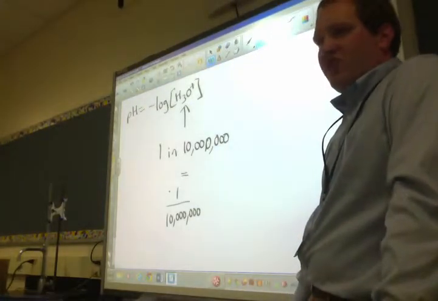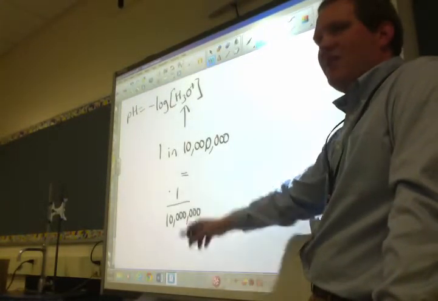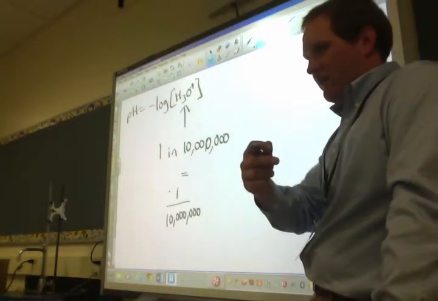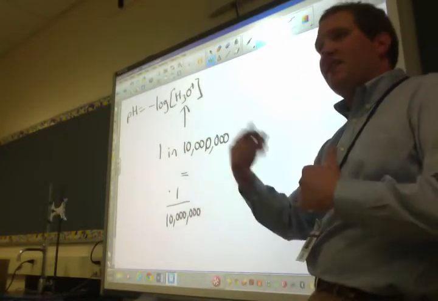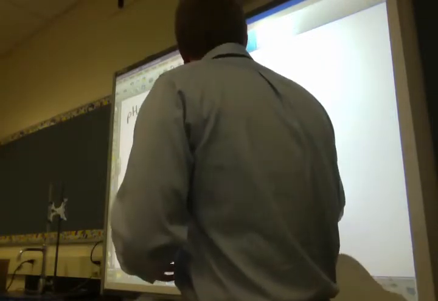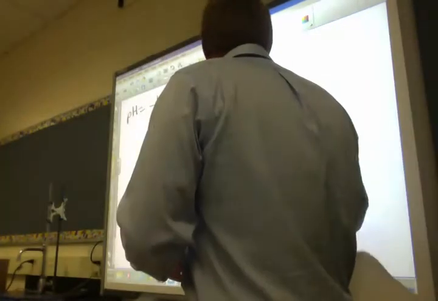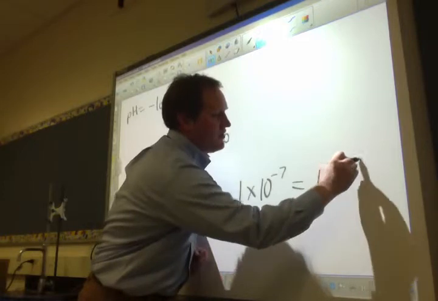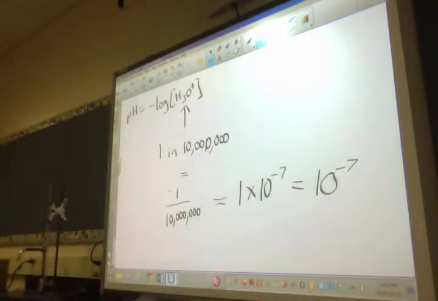Or in scientific notation, anyone can do this quickly? What would that be? 1 times 10 to the 7, not 7th, negative 7th. Because 10 million, that's 10 to the 7th. 1 over 10 million, 10 to the negative 7th. Equals 1 times 10 to the negative 7th, or an even simpler way of writing this, take out the 1, 10 to the negative 7th. So in other words, for regular water at room temperature, the concentration of hydronium ions is 10 to the negative 7th, meaning for every 10 to the 7th water molecules, there's 1 hydronium.